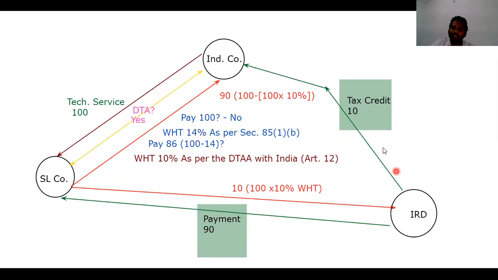As a normal practice, they will issue both certificates to the Sri Lankan company. The Sri Lankan company will send one to the bank, and this tax credit certificate will be sent directly to the Indian company so they can claim it. For your understanding, I draw this directly to the Indian company. This tax credit the Indian company can get.